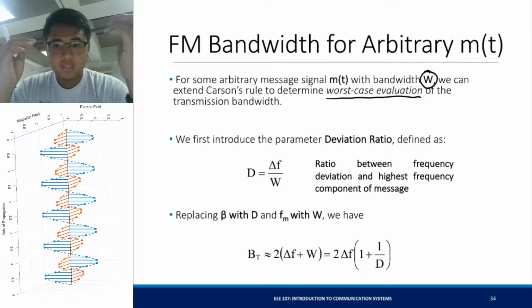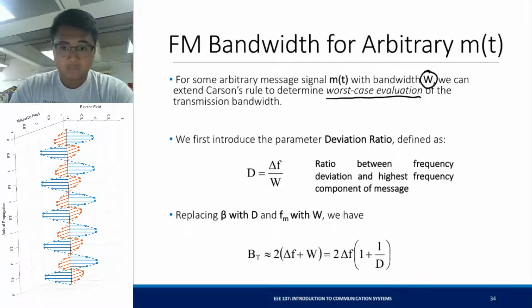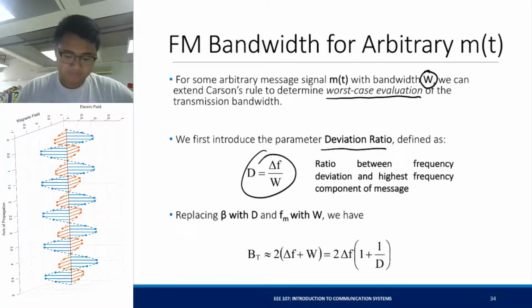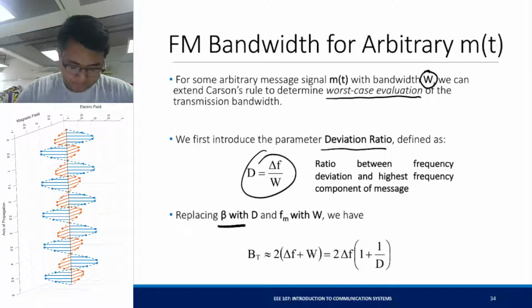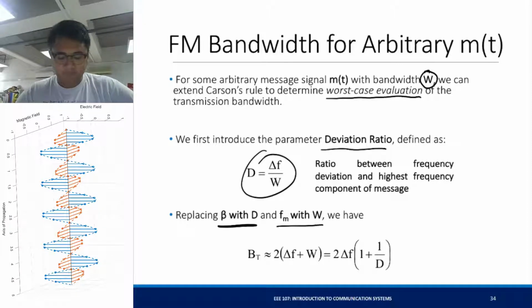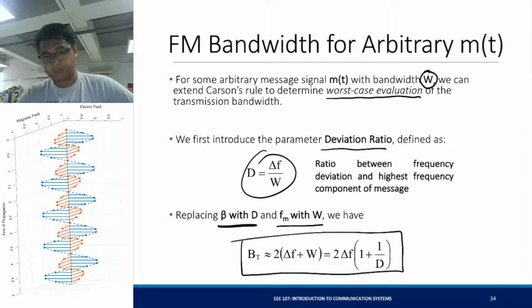Okay? So, for a general message signal with a bandwidth W, we introduce the parameter, the deviation ratio, defined as this. It's the ratio between the frequency deviation and the highest frequency component of the message. And then we just replace beta with D and f_m with W. That's it. And we have the worst case evaluation for the bandwidth of FM using Carson's rule. It's equal to this equation. Okay?